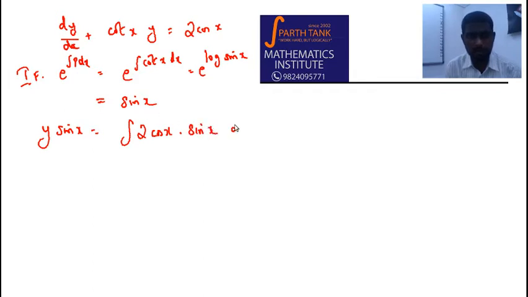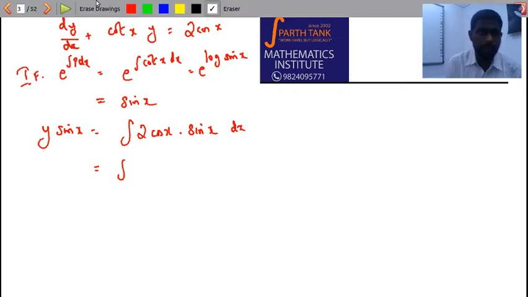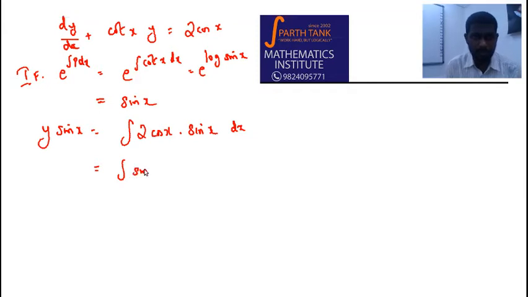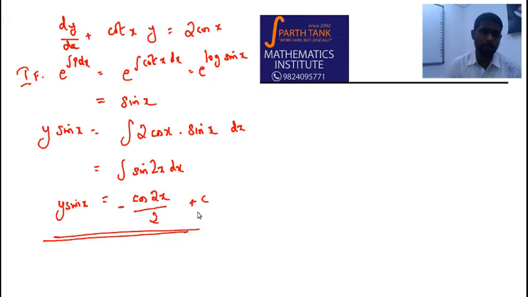the integrating factor dx. Now what is this? This is nothing but 2 sin x cos x, nothing but sin 2x basically, right? So this is sin 2x dx, which can easily be integrated as minus cos 2x by 2 plus c. So y sin x is equal to minus cos 2x by 2 plus c is the solution.